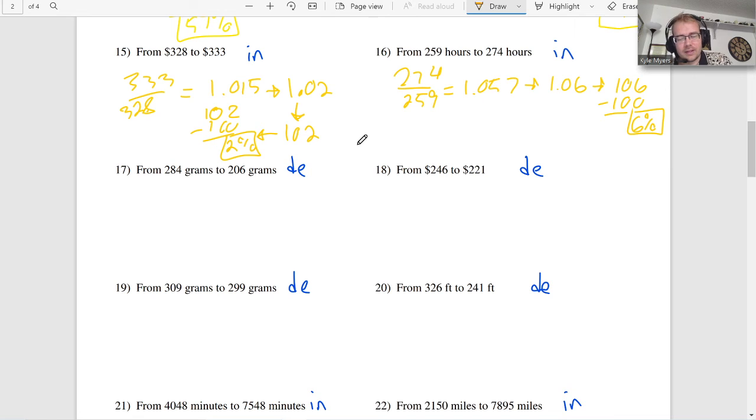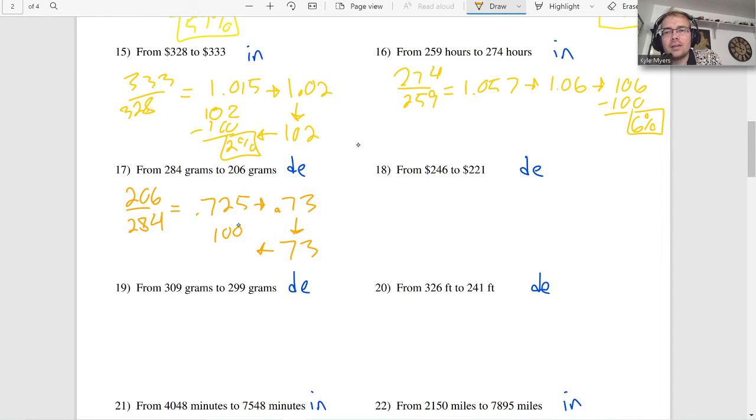So anyways, 206 divided by 284. Okay, 206 divided by 284, and that equals 0.725, and that would round up or down? Yeah, it rounds up. 0.73, which turns into 73. Subtract that from 100, and I get 7, and then that would be 3, but then it's a 2 because I had to borrow. 27%.